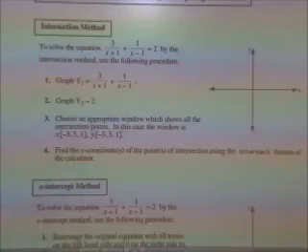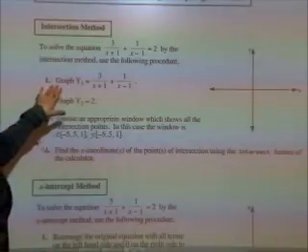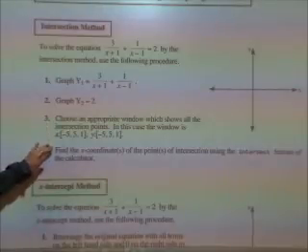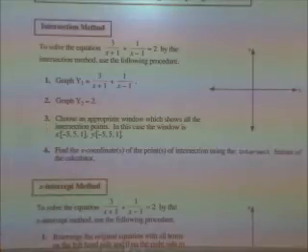If I have the equation 3 over x plus 1 plus 1 over x minus 1 equals 2, what I would do is I'd let y1 be equal to the left-hand side of the equation, and y2 would be equal to the right-hand side of the equation. And then I need an appropriate window setting. So the window setting is given to you.